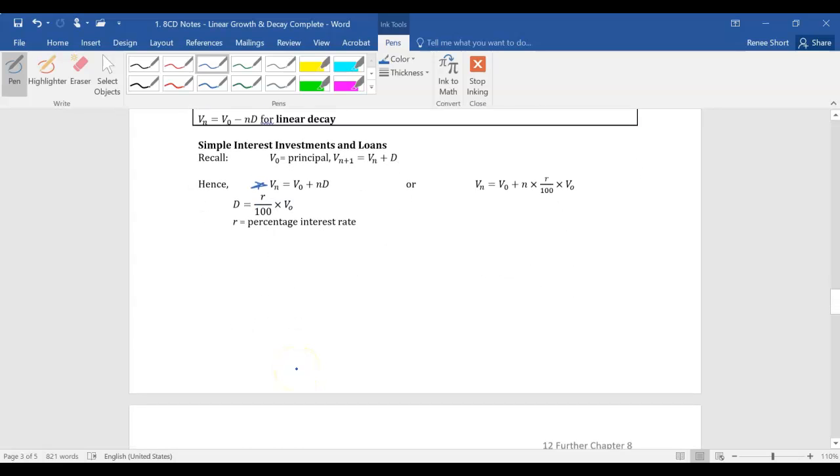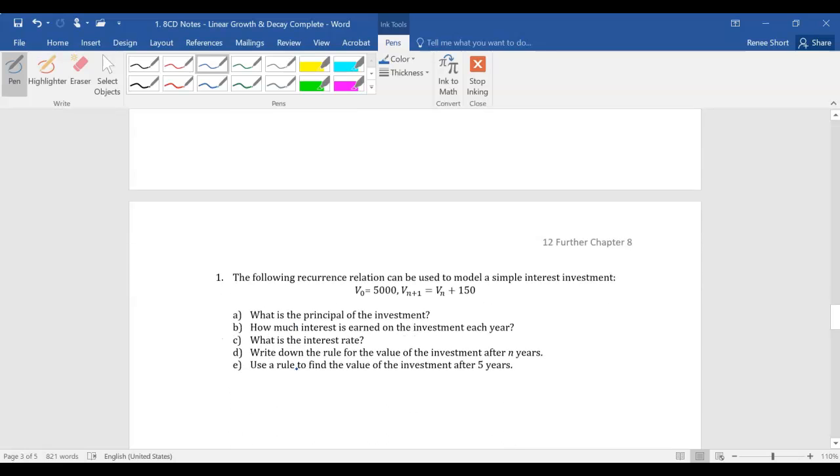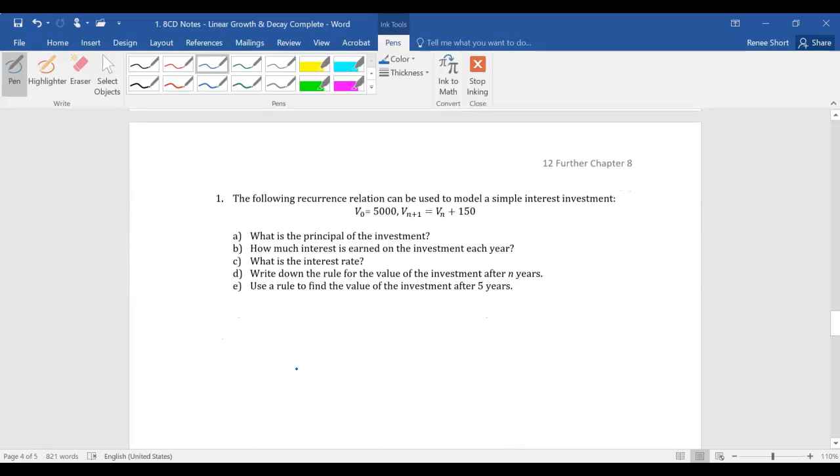So if we look at a problem involving this, we've got a recurrence relation, and it's got V0 = 5,000, and then Vn+1 = Vn + 150. First of all, it wants us to say what is the principal of the investment, and that's our V0 amount. So it means that the initial investment was worth $5,000. It says how much interest is earned on the investment each year. That's that D amount that we're constantly adding on. So each year we're adding on $150.